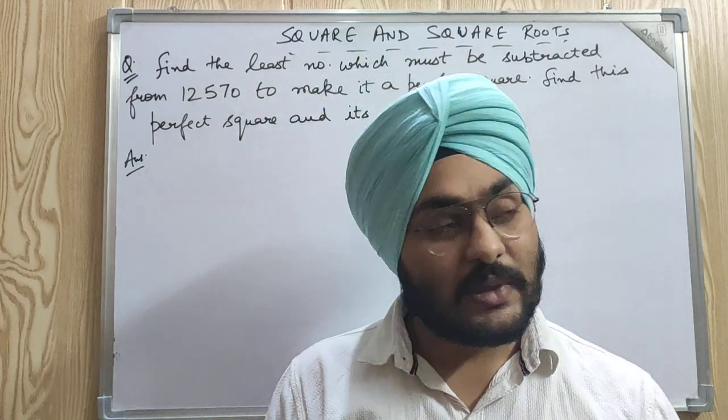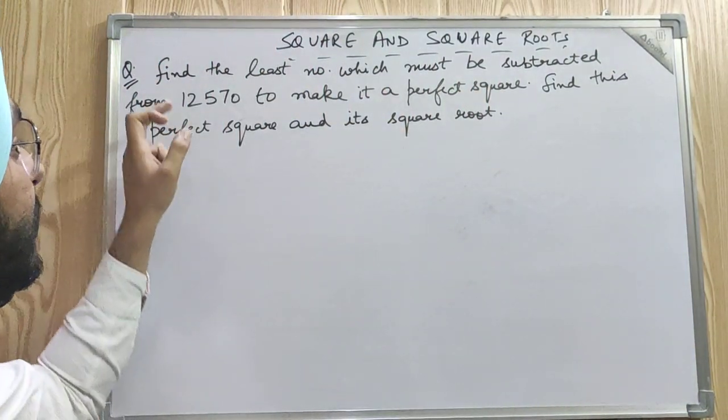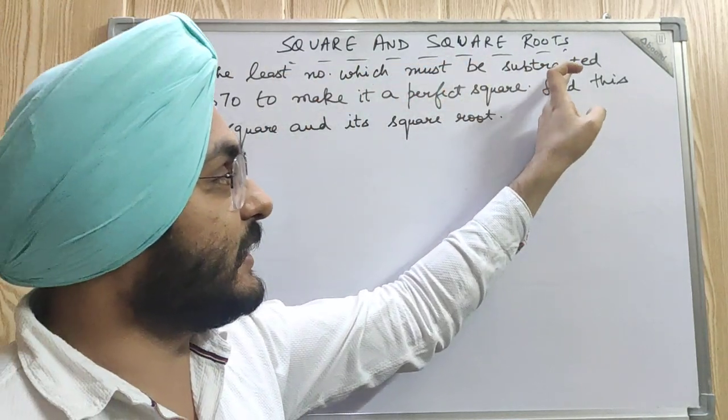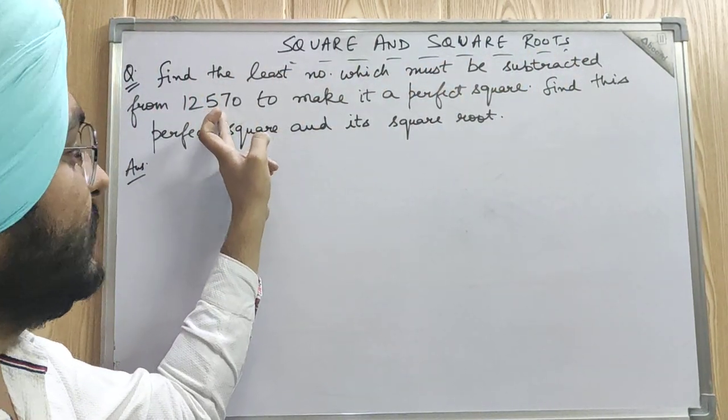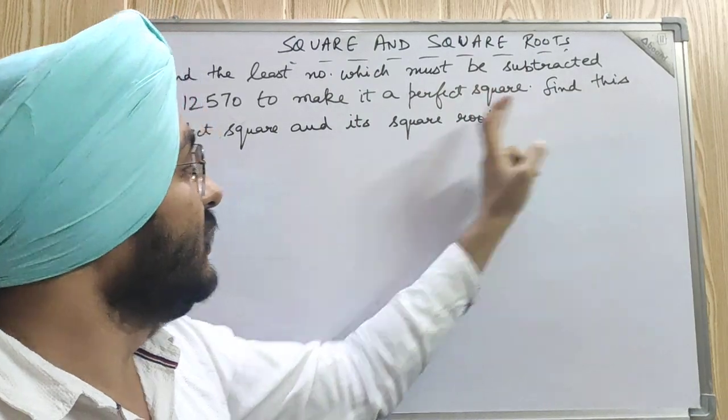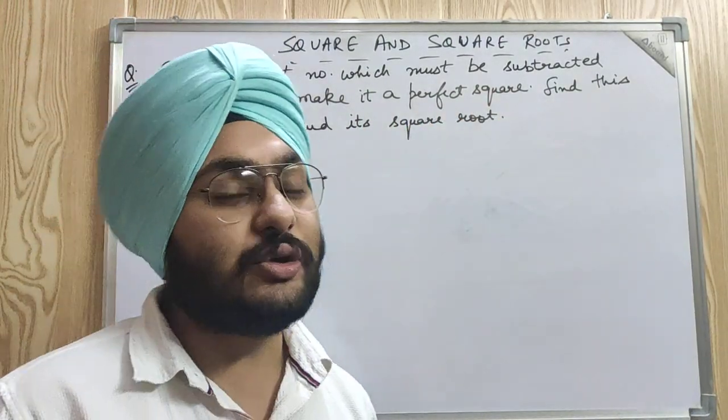So our first question is like this: find the least number which must be subtracted from 12570 to make it a perfect square. Find this perfect square and its square root.